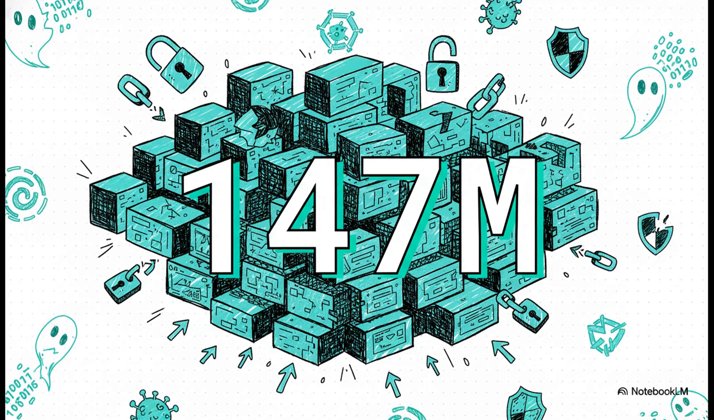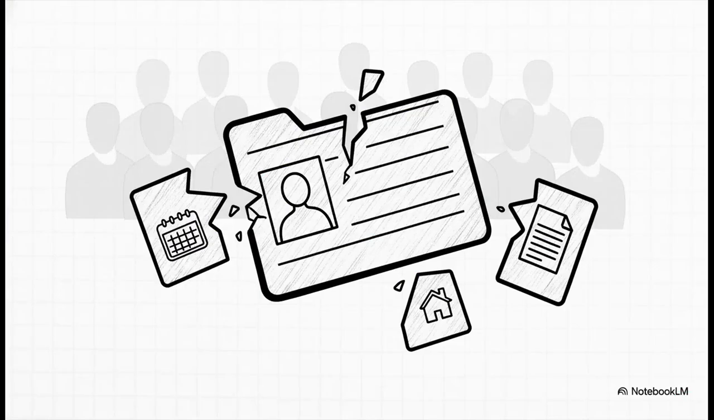147 million. That's how many people had their most sensitive personal information, we're talking social security numbers, birthdays, home addresses, stolen in that single breach. This wasn't just some corporate headache. It was a personal disaster for nearly half the entire population of the United States.